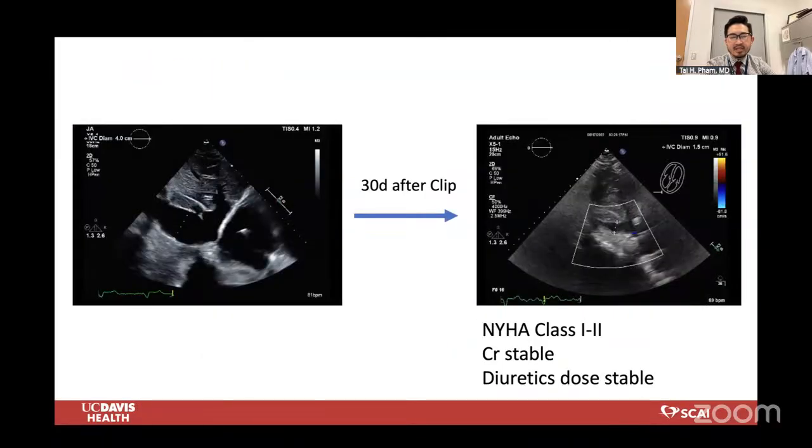Ultimately, she ends up with class 1 to 2 heart failure symptoms. Her creatinine remained stable, and there was no real change in her diuretic dose over the past 30 days. She's not had any further heart failure hospitalizations.